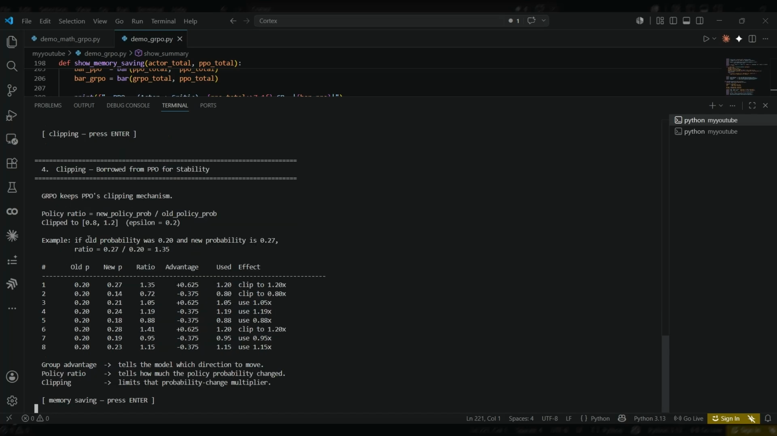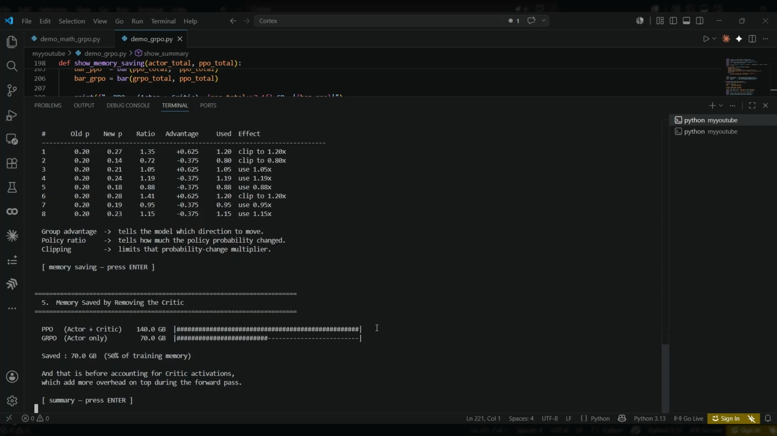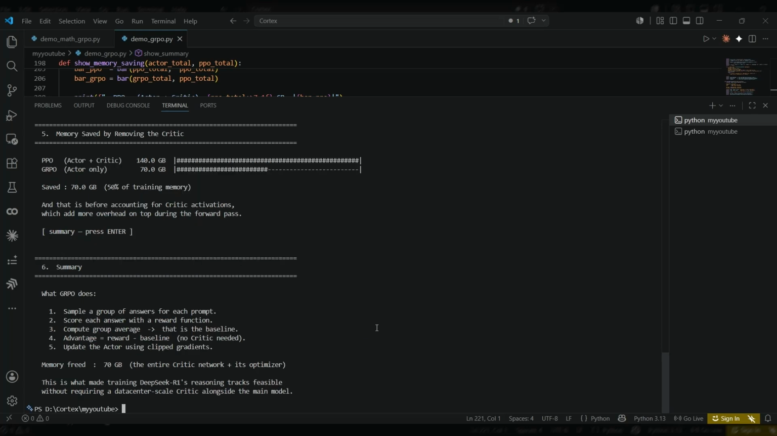So we use clipping to stop the model from overstepping its boundaries, basically adding stability. Over here epsilon is 0.2, so the clip range will be 0.8 to 1.2. See, we have the old probability and the new probability and the ratio, and this will be the clipping range, from 0.8 to 1.2, so that the model does not take any drastic steps. So yeah, that removes the extra 70 GB overhead.